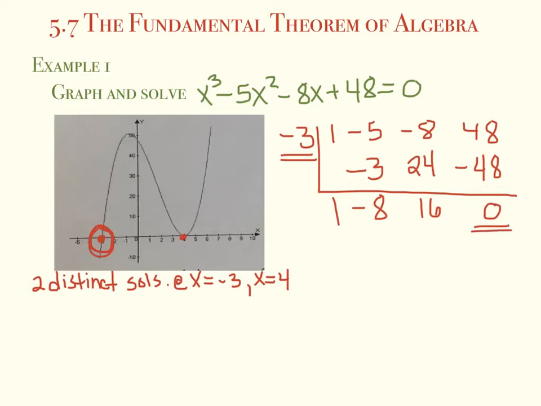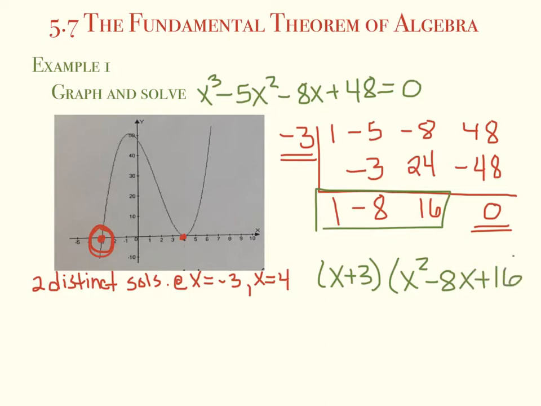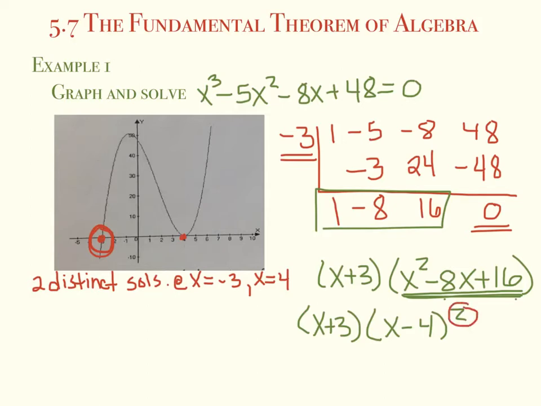But what we've also done is if -3 is a 0, then x plus 3 is a factor. And the other factor is this, 1x squared minus 8x plus 16. And now that we're down to a quadratic, we want to see if we can factor this further. And if there's anything that multiplies to get 16 that also adds to get -8, we can factor it, which there is. So this is x plus 3, and then this over here is x minus 4 times x minus 4. So I'm going to put a little squared. And that little squared tells us that this has a multiplicity of 2.